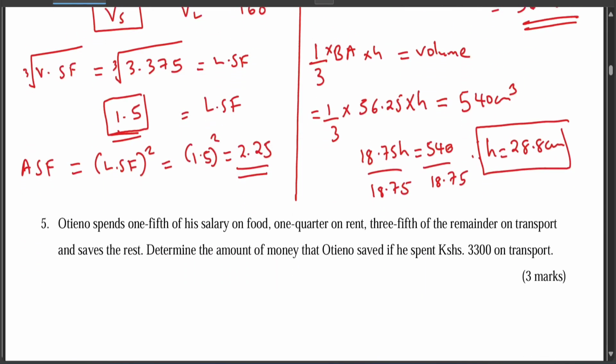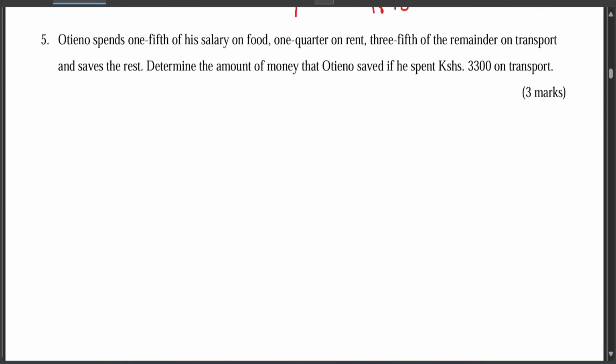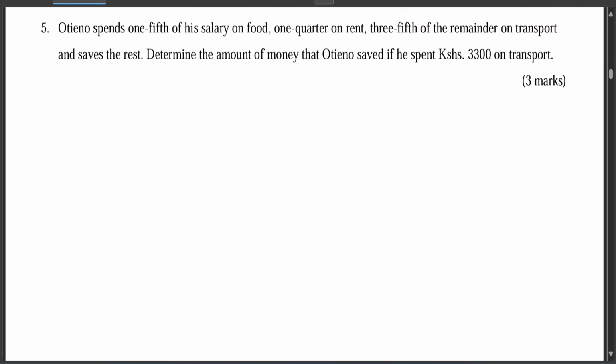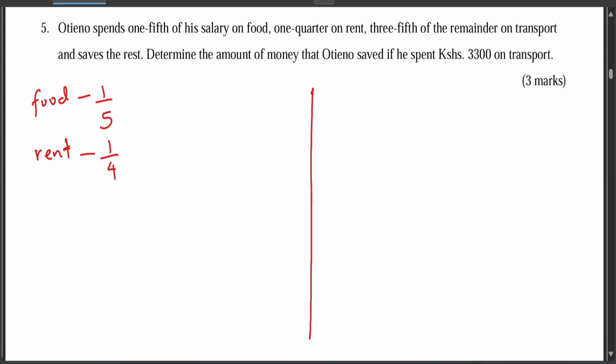Let's continue. Question 5. Otieno, my friend, spends 1/5 of his salary on food, 1/4 on rent, 3/5 of the remainder on transport, and saves the rest. Determine the amount of money that Otieno saved if he spent 3,300 shillings on transport. So on food, he spends at least 1/5. Okay. On rent, I don't know which country he is living in. Unless he eats ugali every day, I don't know. So rent is 1/4. Okay, and 3/5 of the remainder.